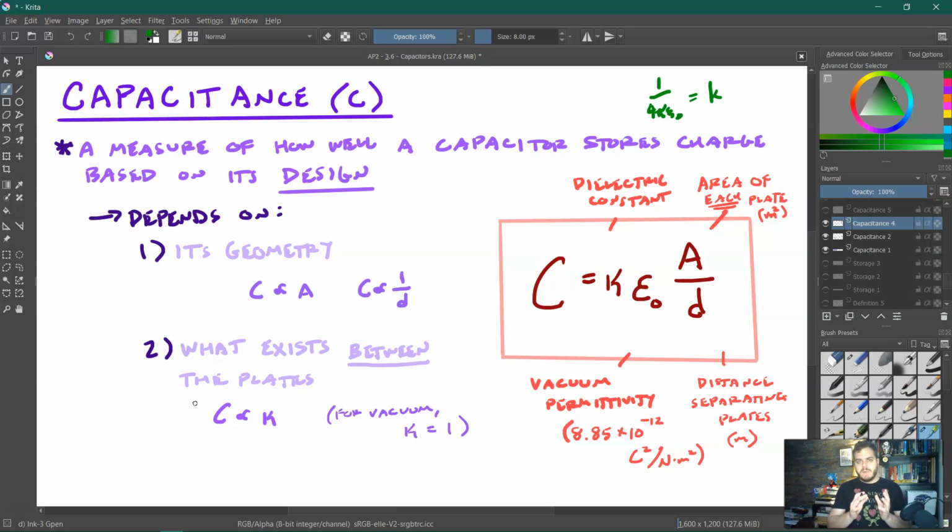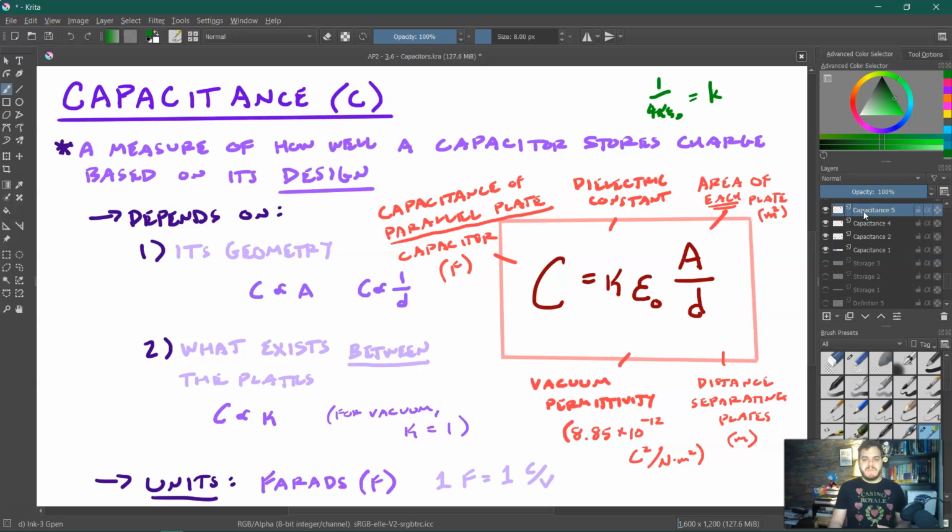Now, quick note, if it's just a vacuum, this letter is actually not a lowercase k, it's a Greek kappa. It looks like a k, so don't freak out if you just write k. But for a vacuum, this value is literally just 1. So if I have a vacuum, this becomes 1, I can just ignore it, so it'll be just epsilon naught A over D. Whereas if I have some other material between the plates, I would have to put some different number here to multiply into it.